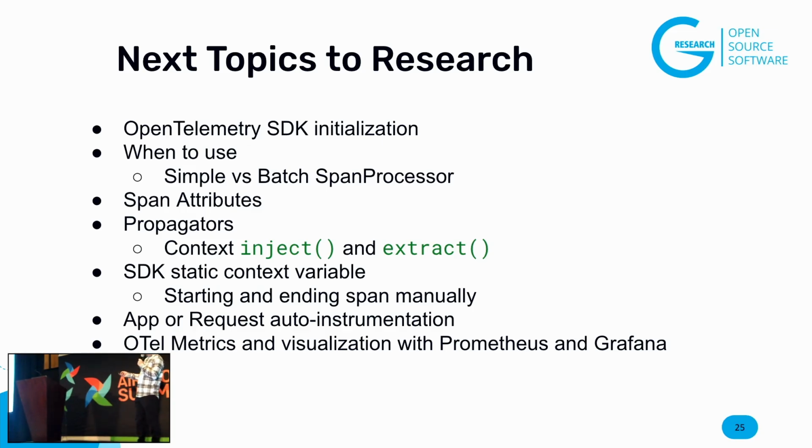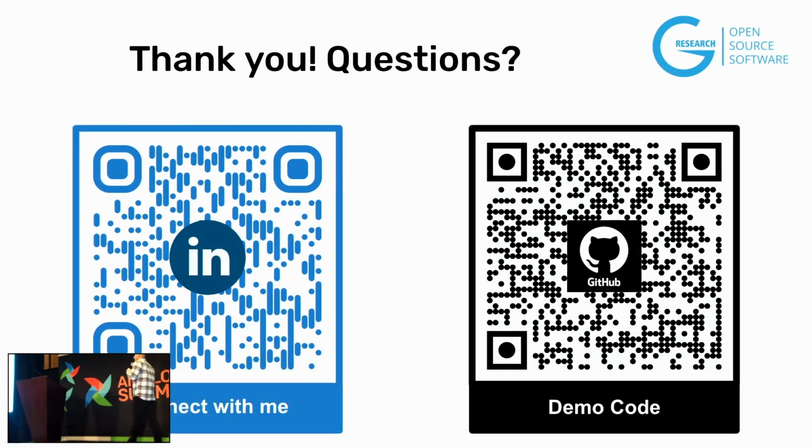What is the SDK static context variable? This is useful when switching between different spans from parent to children and trying to create the right relationships. How you can do auto instrumentation, how the library will work, and then OpenTelemetry metrics and how you can visualize them, how you can send them all to Prometheus, and then Prometheus can forward them to Grafana so that you can visualize them. And that's it.